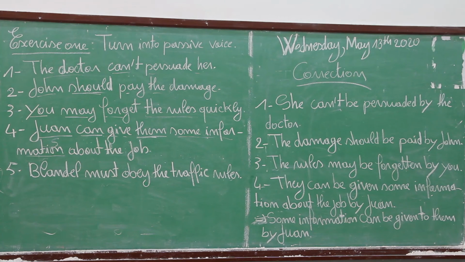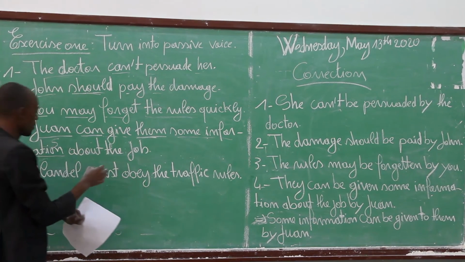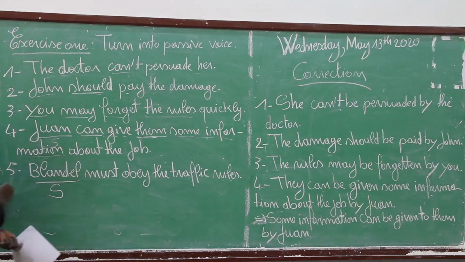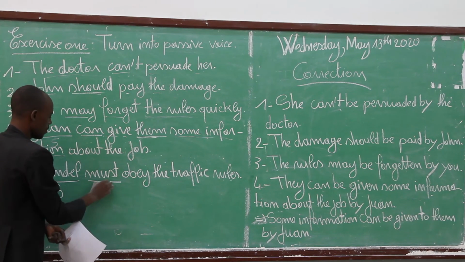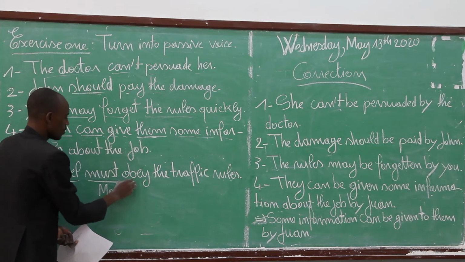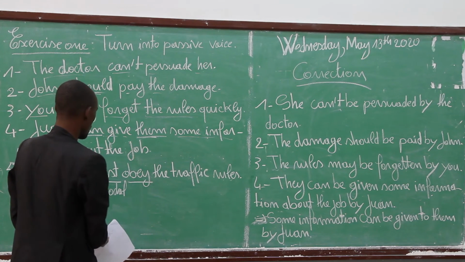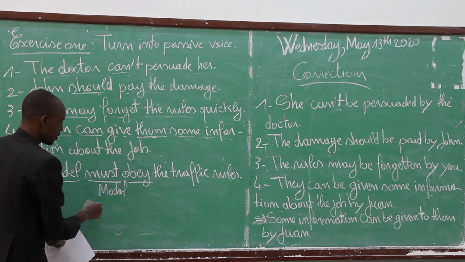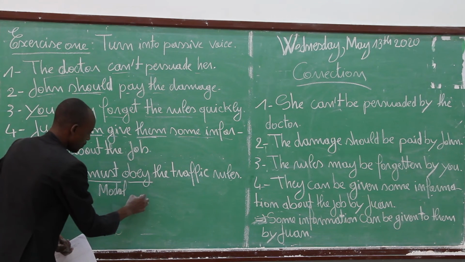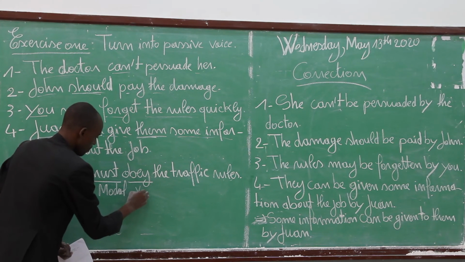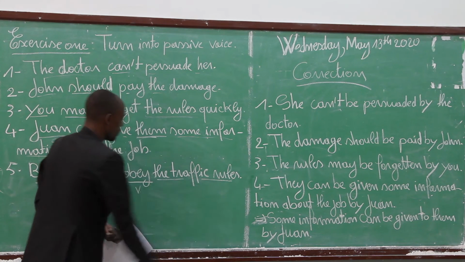We have number 5. Blondel must obey the traffic rules. Here Blondel is the subject, must is the modal, and obey is the main verb. They should obey the traffic rules, and the traffic rules here are the object.